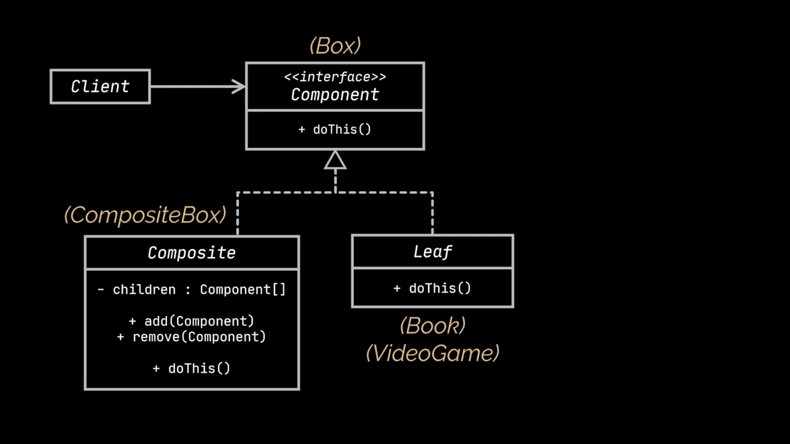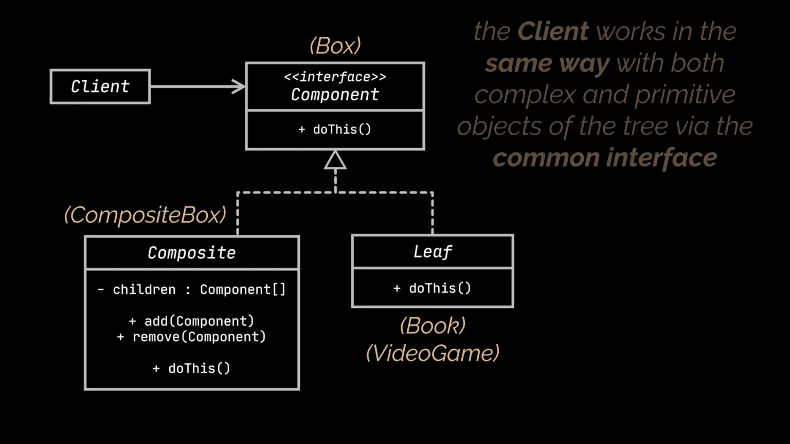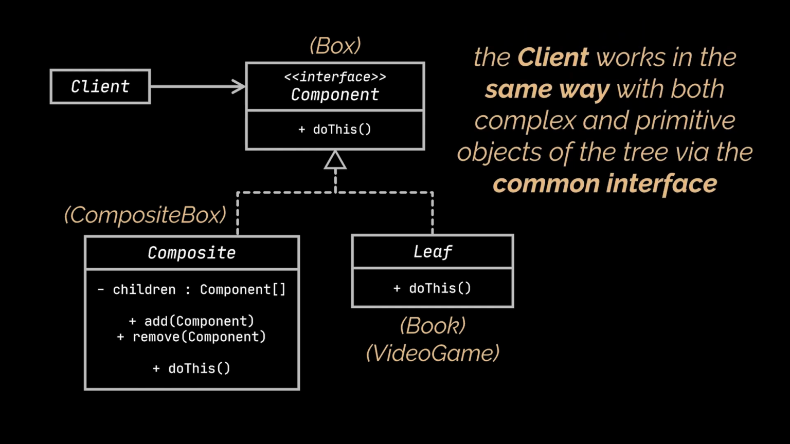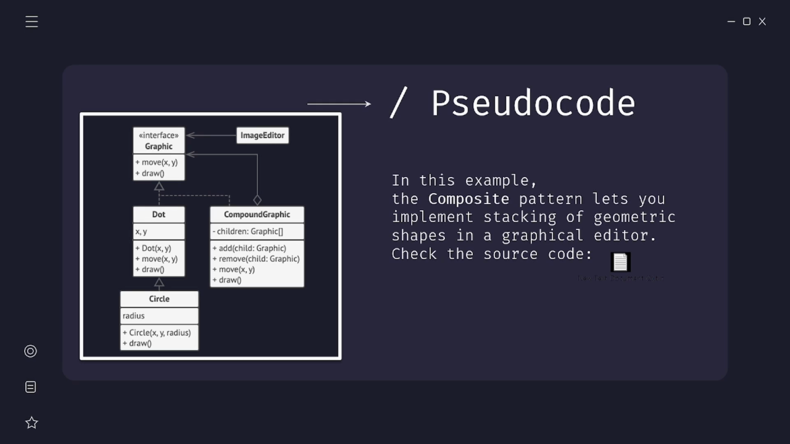Now, on to the last piece of this diagram, which is the client. The client works with all elements through the common interface we created, which means that he can work in the same way with both complex and primitive objects of the tree. In this example, the composite pattern lets you implement stacking of geometric shapes in a graphical editor. If you want to learn more, please check the source file provided in this presentation.